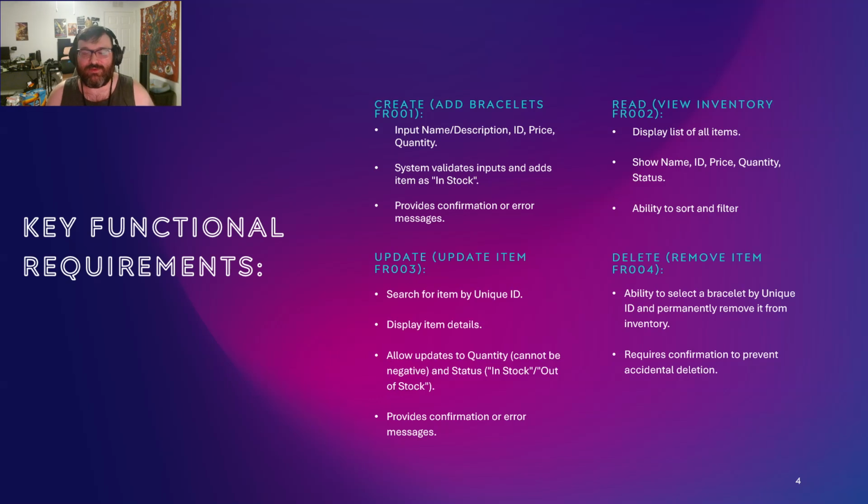So for create, which is going to be the first functional requirement, we'll need to be able to input the name and description, the ID, the price and quantity. Then the system needs to properly validate and add that and change an item from out of stock or in stock, or if it's a newly created item, create a new item class, if you will, or an item on the list, and set that status to in stock. Then, once it does that, it provides either a confirmation saying, hey, this task was successfully completed, or it'll say, hey, no, error due to this reasoning.